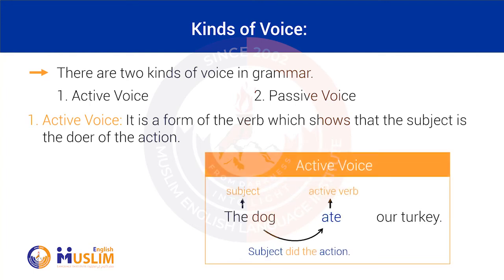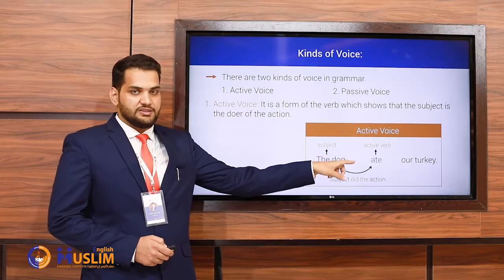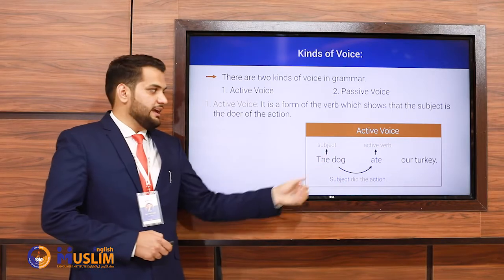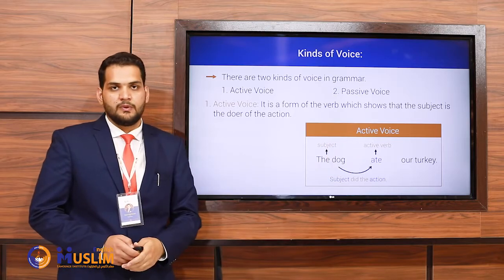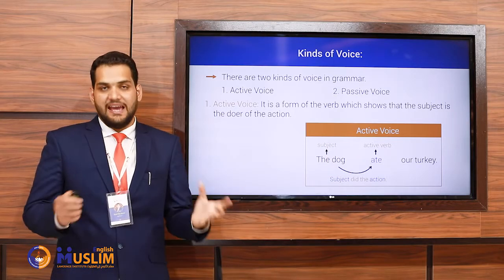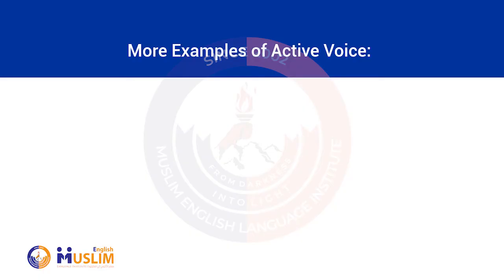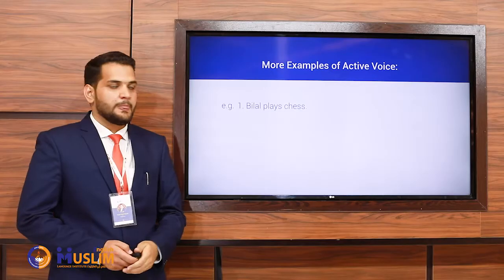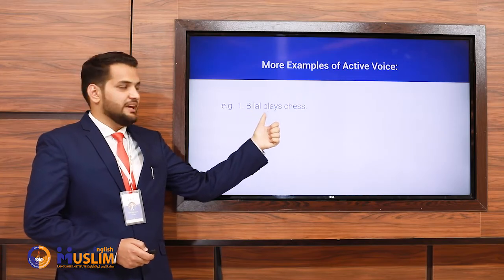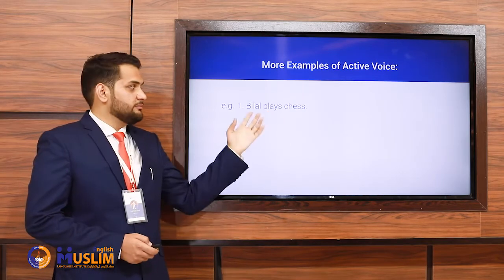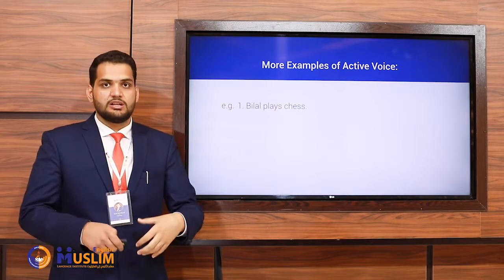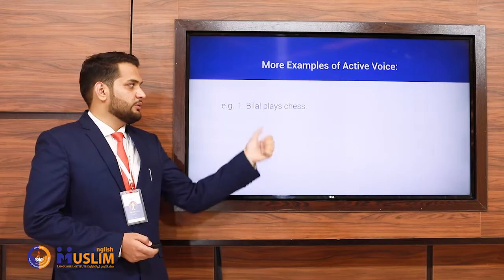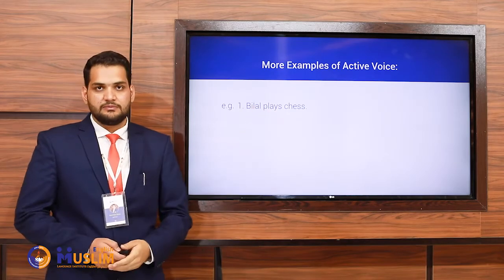For example, the dog ate our turkey. The dog is the subject, and remember, the subject did the action. It did not receive the action, and the action is ate. So the voice of this sentence is active. And let's have some more examples. Number 1, Bilal plays chess. Here, Bilal is the subject and plays is the action. Bilal is performing the action, or it is the doer of the action. So we call the voice of this sentence active.